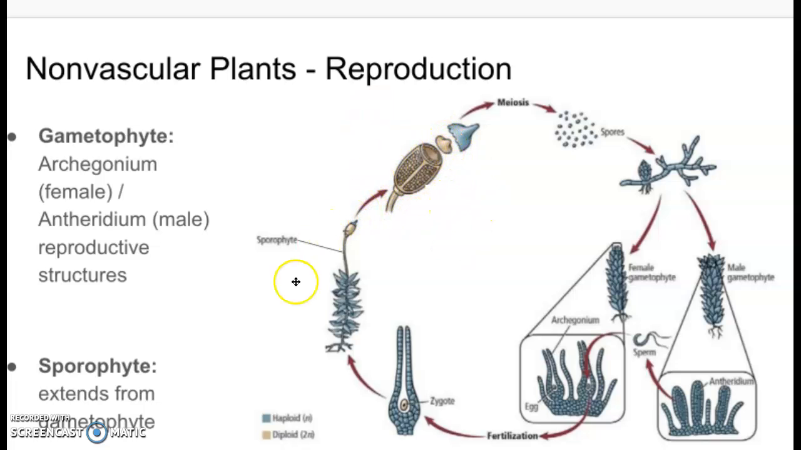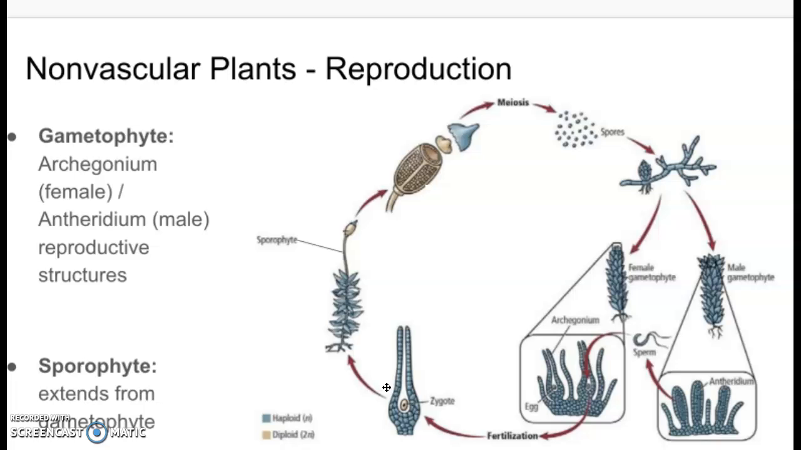So this means that non-vascular plants spend most of their lives as haploids. So what does that mean? That they spend most of their lives as gametophytes.